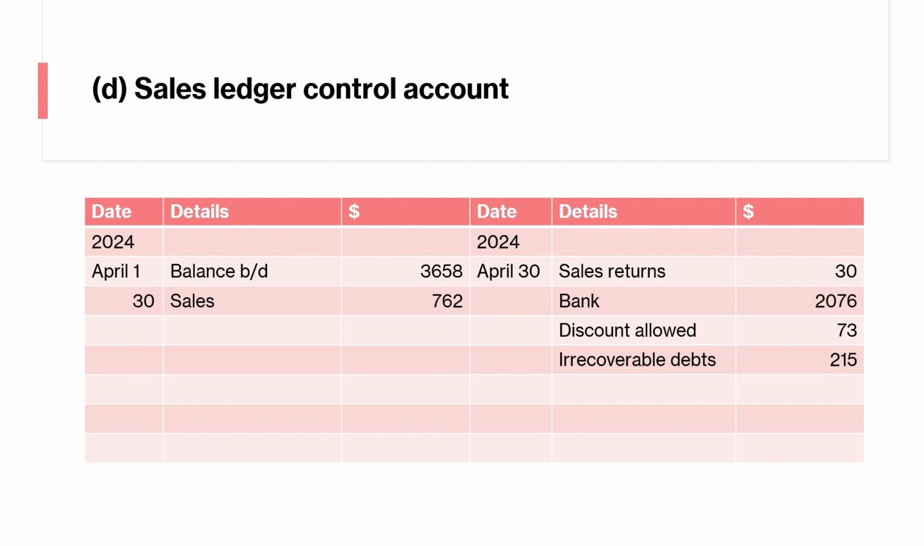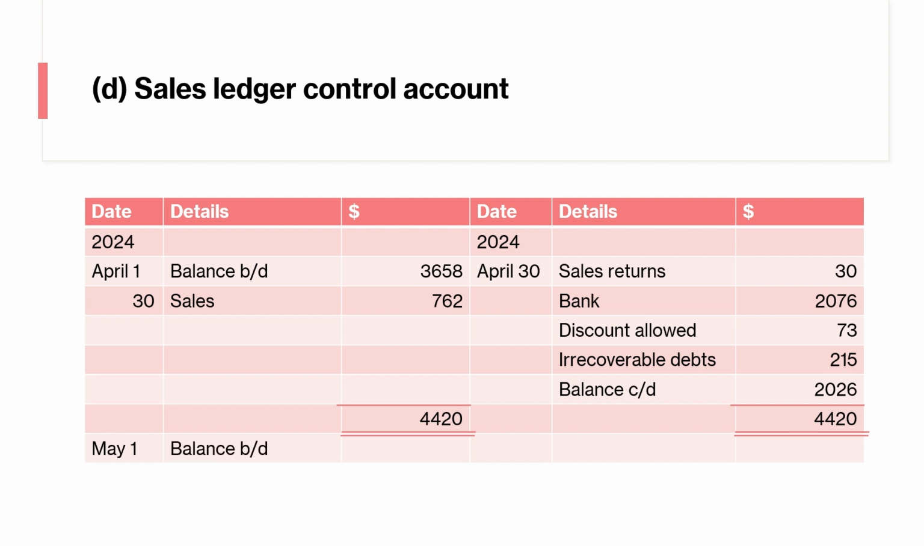Then the last part is to balance the account. So let's calculate the totals. So the highest total can be seen in the debit side, $4,420. We record the same amount in the credit side as well, and then try to account for the difference. So the balance carried down will be 2026, which is the difference between the total of the debit side and the credit side. And on the 1st of May, balance brought down will be 2026.